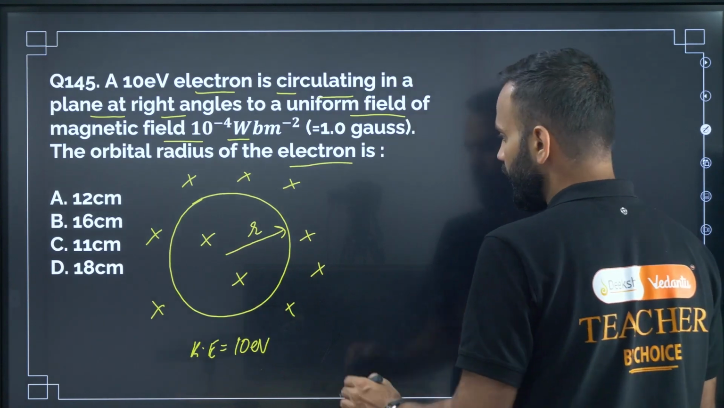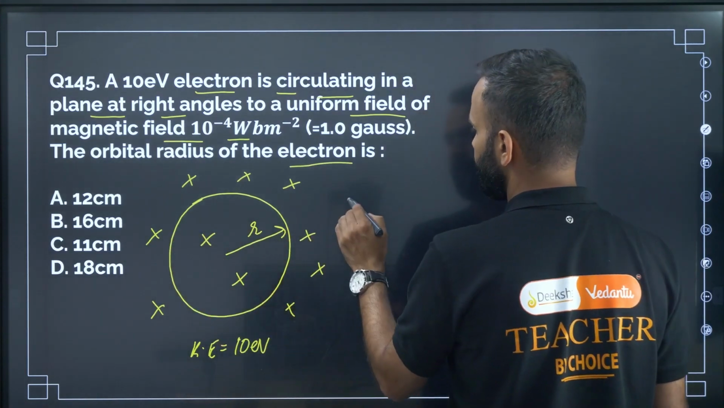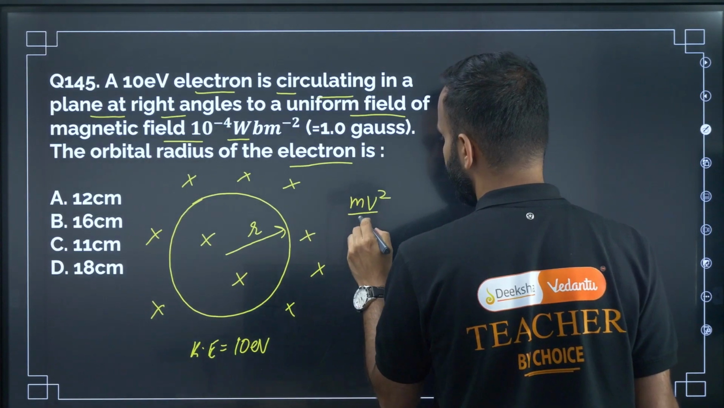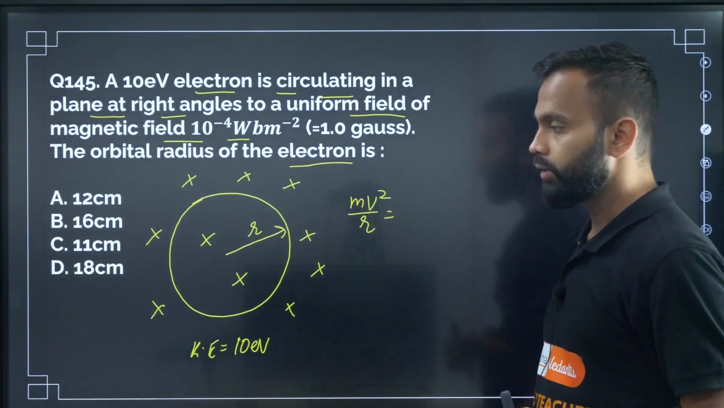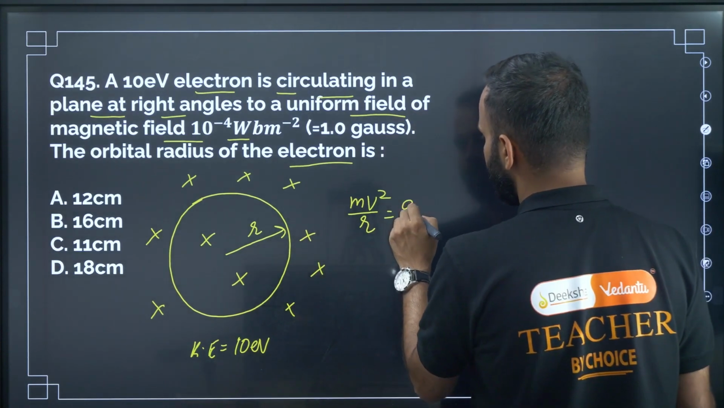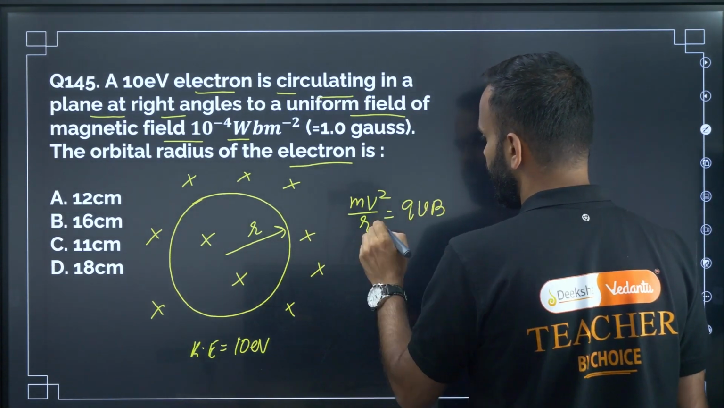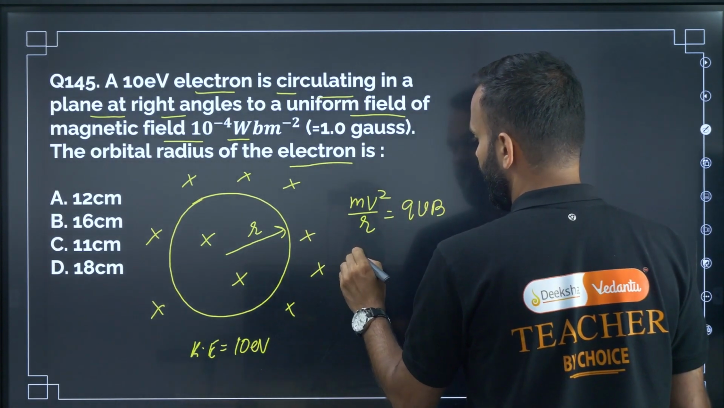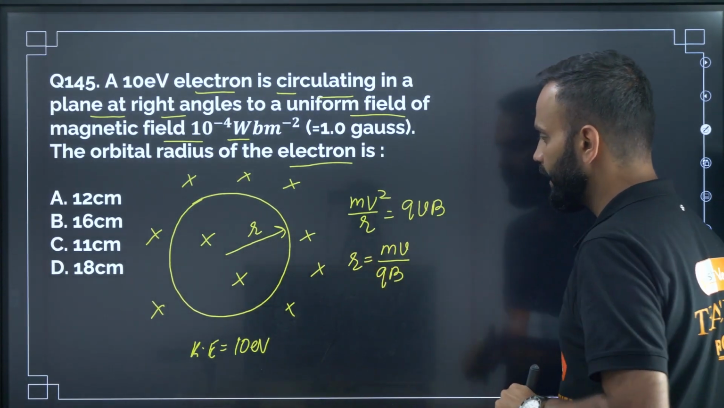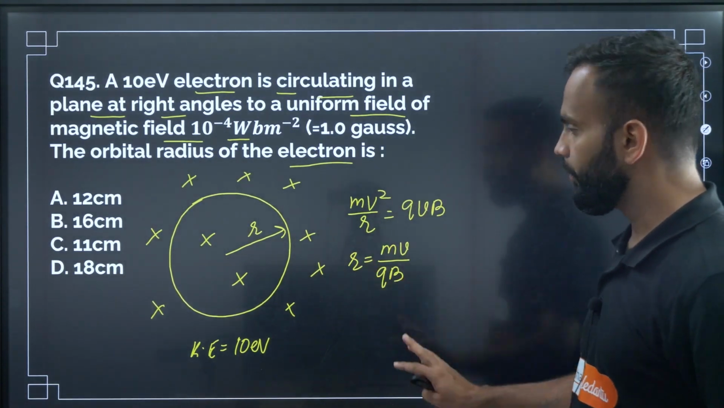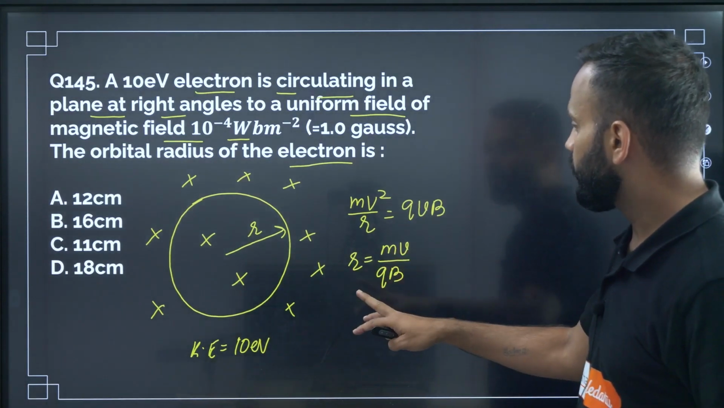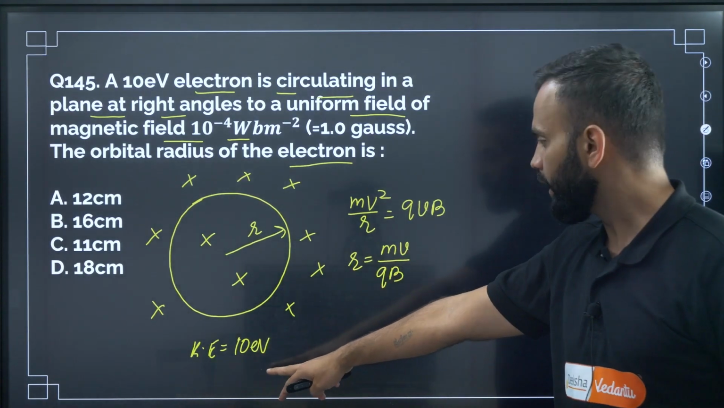So the centripetal force on the electron is mv square divided by r, which is provided by the magnetic force, right? That is qvB, isn't it? So here r is equal to m v divided by qB, right? mv by qB. We got the value of r, right? So what is mv? mv is the momentum of the electron, right? We have the value of kinetic energy.